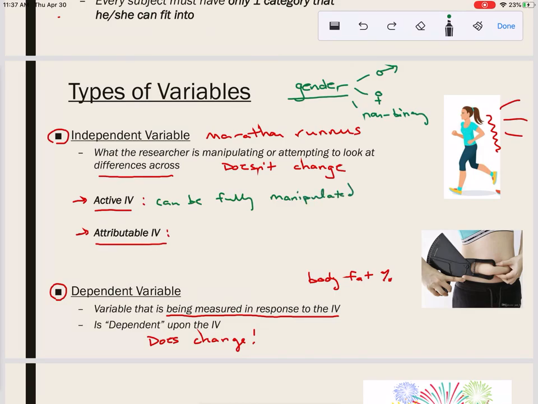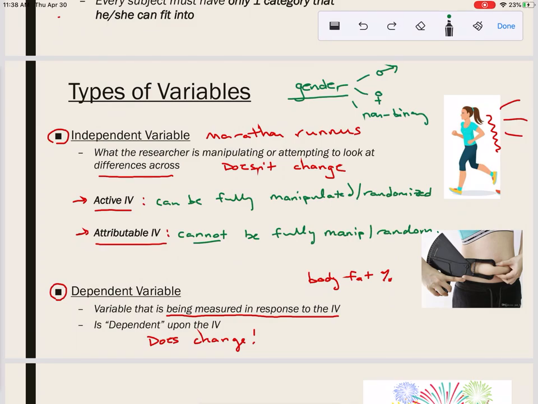An active independent variable is one that can be fully manipulated. Or another way to look at that is it can be fully manipulated or randomized, because we can truly randomize something if it can be manipulated. Versus an attributable independent variable that cannot be fully manipulated or randomized. Let's give some examples.